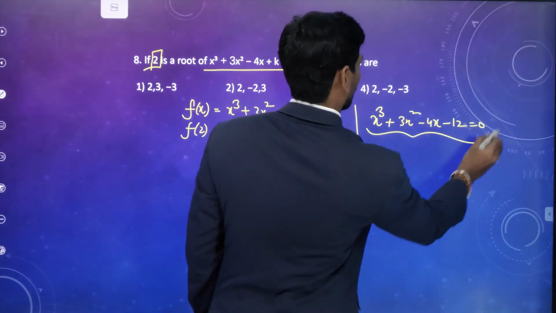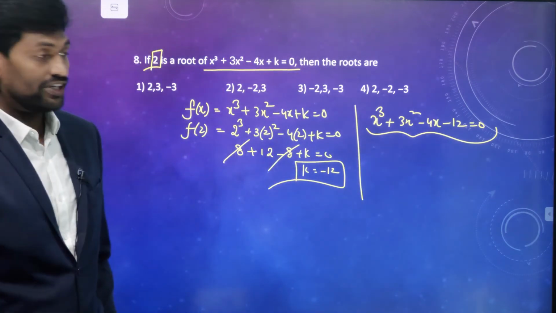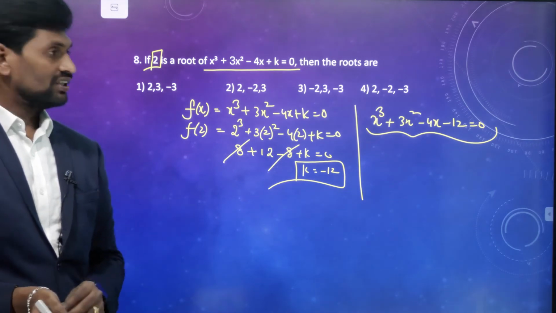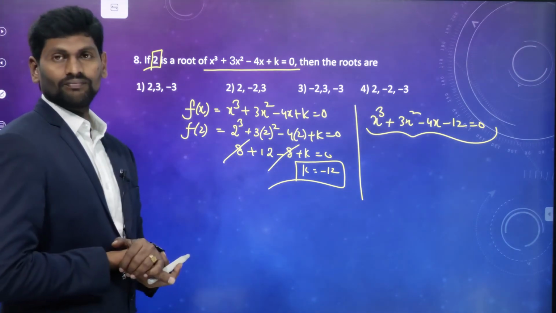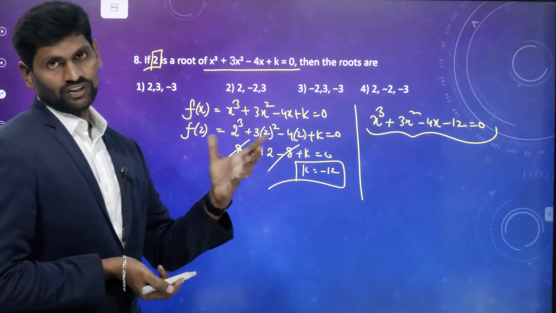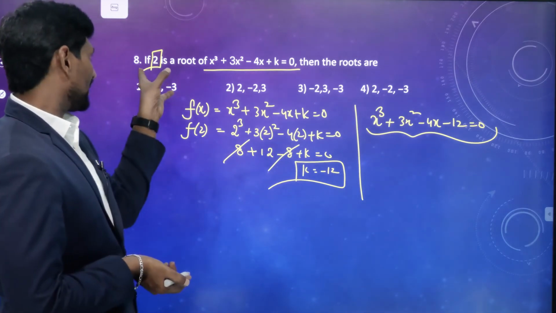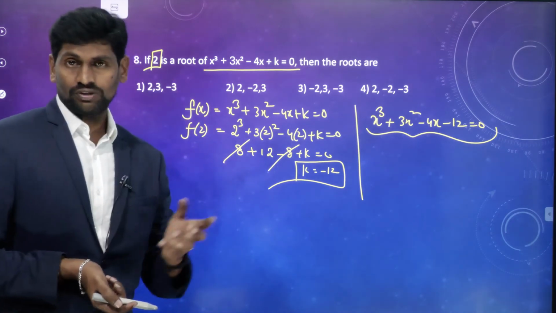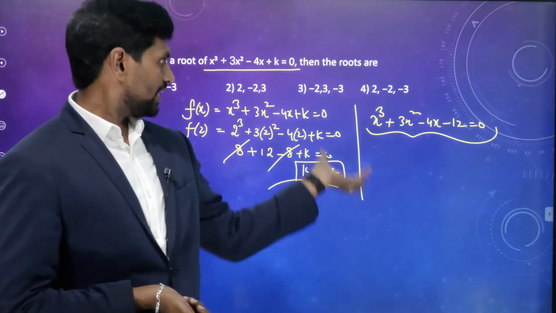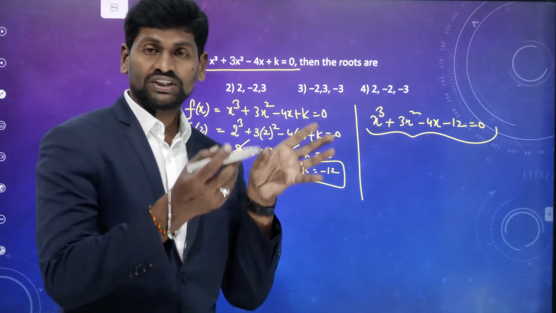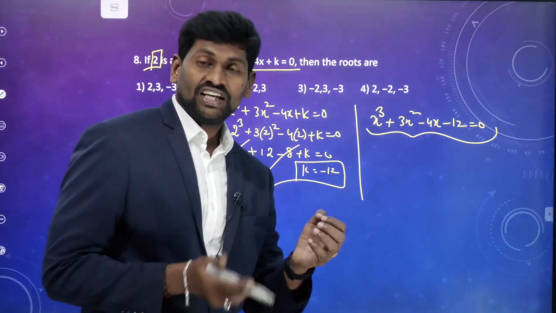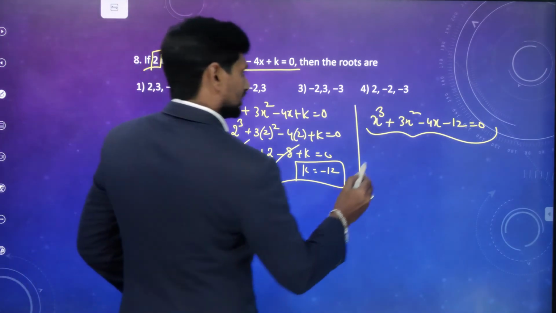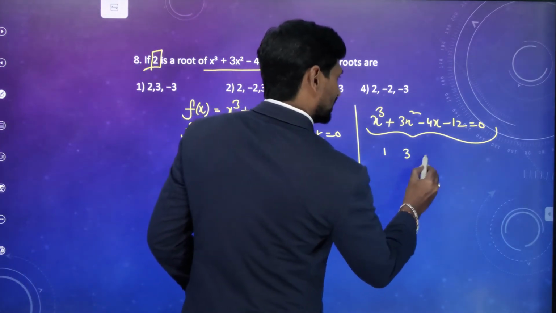So now the polynomial is x cube plus 3x square minus 4x minus 12 equal to 0. Now we need to find the remaining roots. How to find the remaining roots? From this we know that x minus 2 is one of the factors. 2 is a root means x minus 2 will be the factor. We can do synthetic division or direct division, and the quotient will be in the form of a quadratic. Again we need to find the roots. Here I am using the synthetic division.